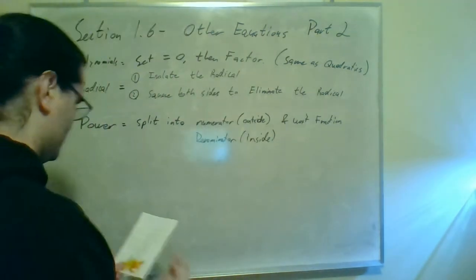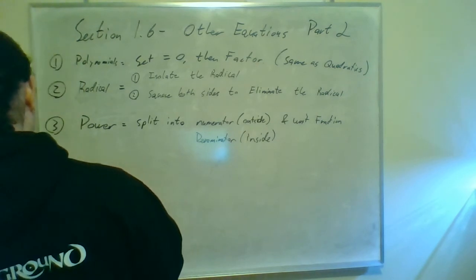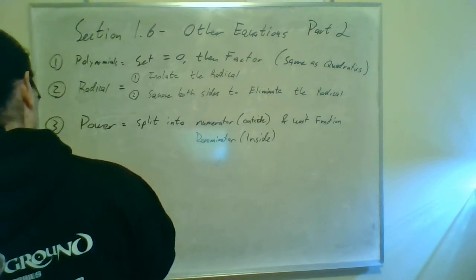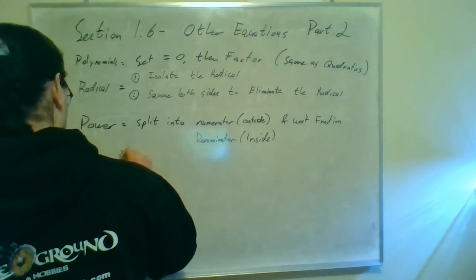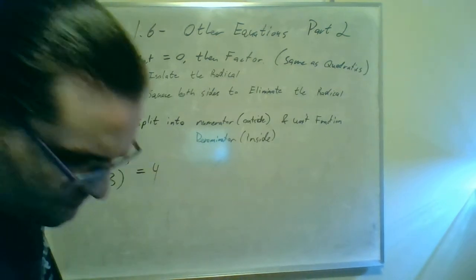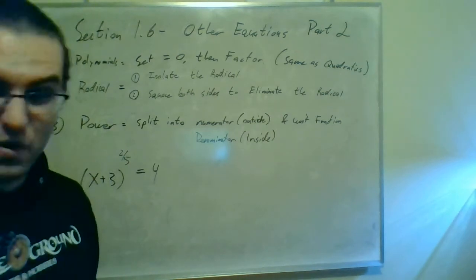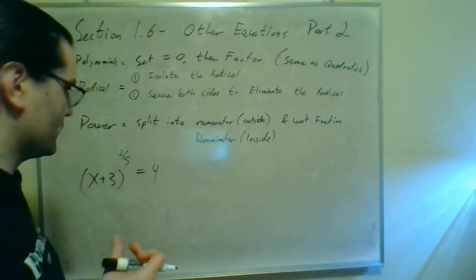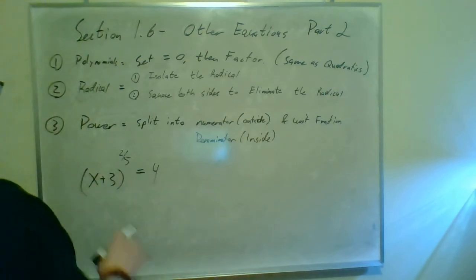So the other thing I want to do is (x + 3)^(2/5) = 4. There's one other weird trick that we have to be very careful of when doing these things, and I will explain that in a moment.